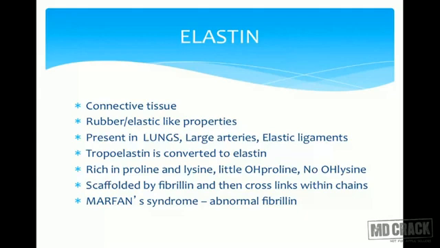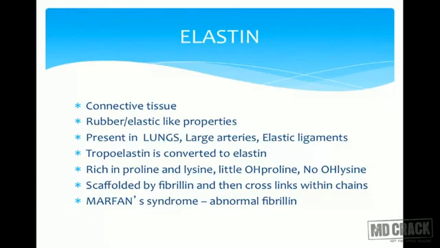Now what is important here is that elastin is also synthesized as a tropoelastin, which is converted to elastin. The difference between collagen and elastin is that though elastin is also equally rich in proline and lysine, it contains very little hydroxyproline and absolutely no hydroxylysine. So the main difference between collagen and elastin is the lack of hydroxylysine. It doesn't form a quarter-staggered structure. It is mainly scaffolded and is present in different layers. It is scaffolded by fibrillin, and then it forms cross-links within the chains.